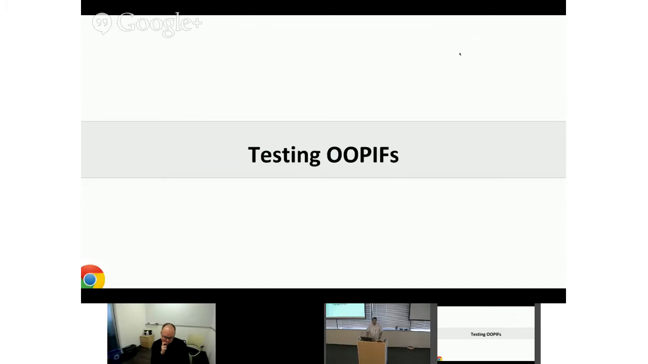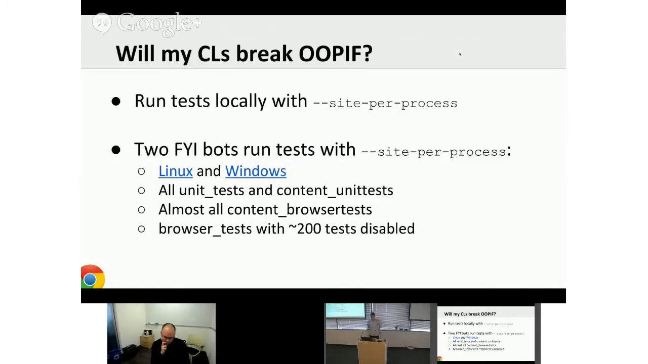So now that you've migrated your feature, how do you actually test this? Alex has helped us quite a bit on testing infrastructure, so I'll let him tell us about that. So how would you know if your CLs are breaking out-of-process iframes? Two things you should do. First, make sure you don't forget to run tests locally with the out-of-process flag. And second, we have two FYI bots currently running tests with the out-of-process flag.